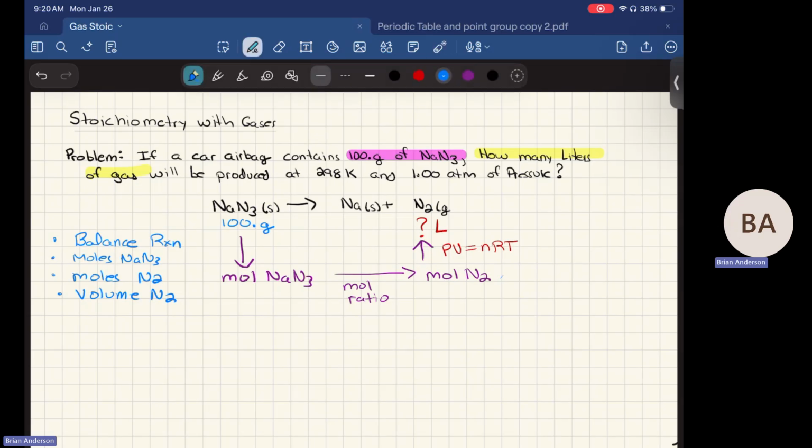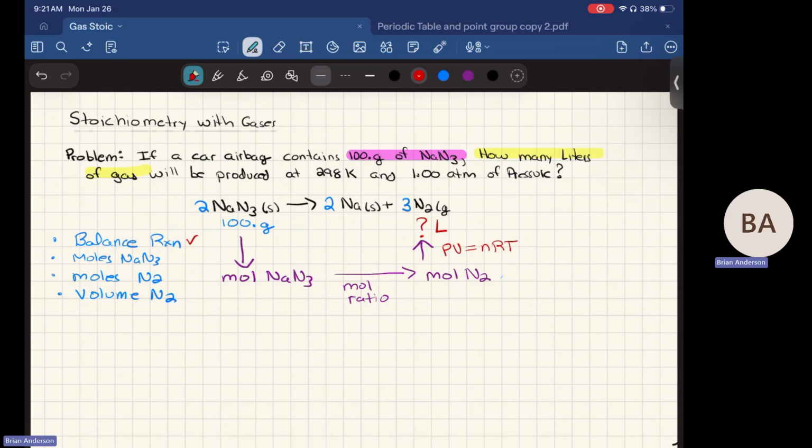We can start off by putting a 2 in front of the sodium azide, NaN3. I'll put a 2 there. That gives us 6 nitrogens, so I'm going to have to put a 3 in front of the N2 to give us 6 nitrogens. Now we have 2 sodiums on the left, 1 sodium on the right, so I'll put a 2 in front of our sodium. And now our reaction is balanced.